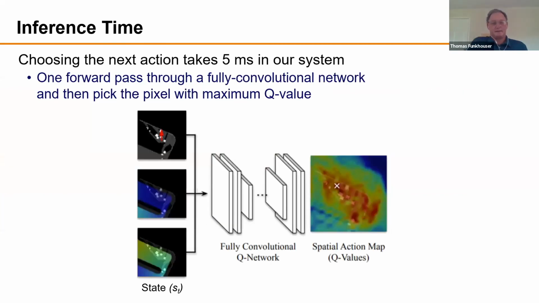Okay, and then the last part of this is that the inference time for these spatial action maps is quite quick. So generating the state in PyBullet in our simulations or in the real system with cameras takes a little bit of time, not the shortest path, but just generating the state and then rendering it. But the actual inference to produce the spatial action map from the state takes only 5 milliseconds in our implementation. And it's because it's just a forward pass through a fully convolutional network. And so it can be quite quick. And then after that, of course, you just have to look at every pixel and pick the maximum.